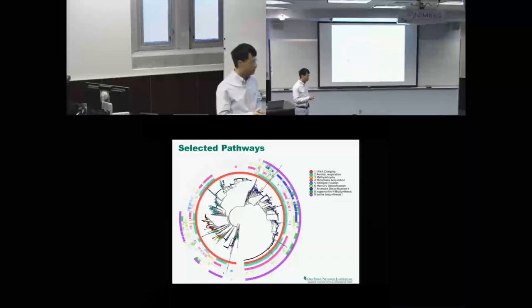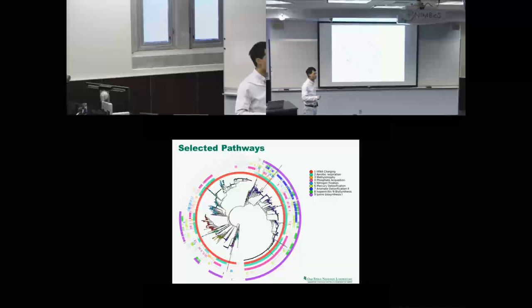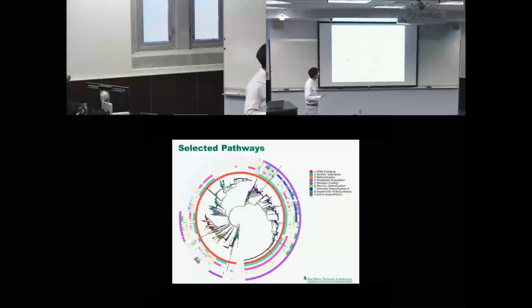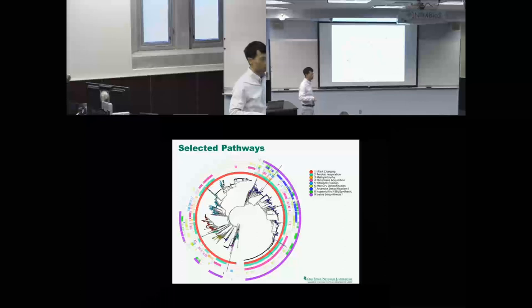Then let's look in more detail. This is again that phylogenetic tree reconstructed from the whole genome sequence. Here we particularly look at 9 different pathways. The first one is tRNA charging. You can see we found tRNA charging across all the genomes, so you can say it's a universal pathway.